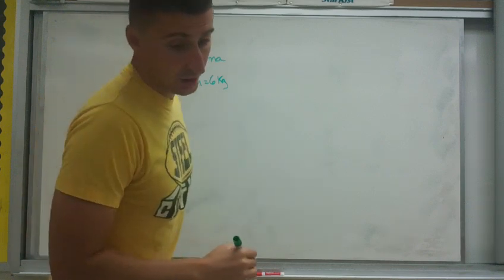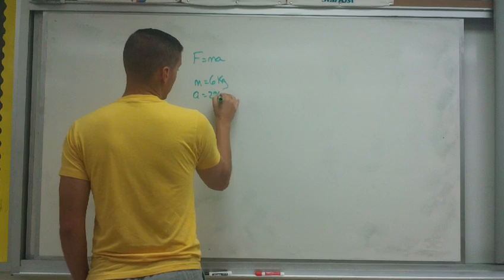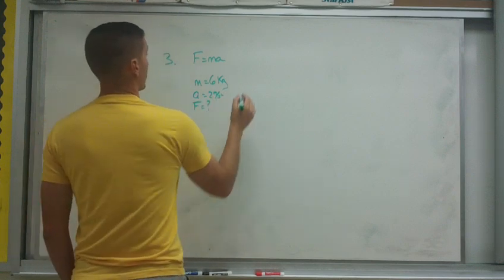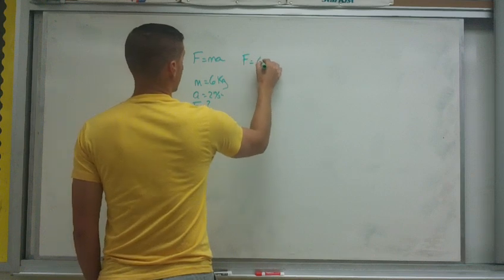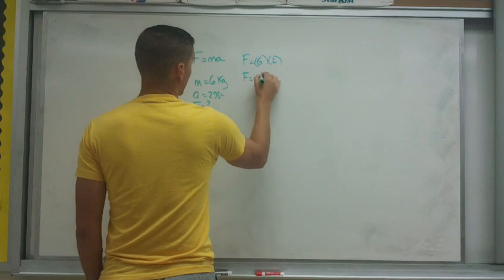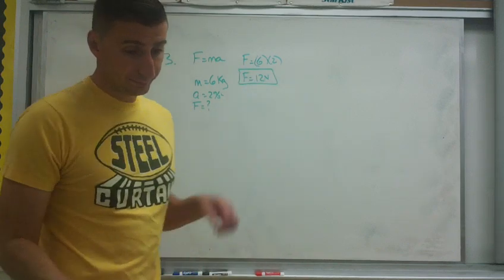It gives us an acceleration of 2. We need to find what force is required. So I just plug in: F equals 6 times 2. I get F equals 12 newtons. All right, we got 12 newtons there.